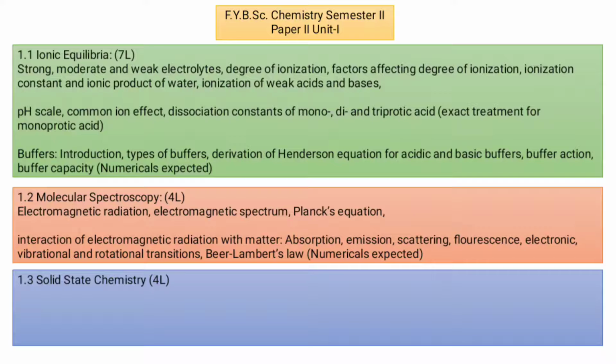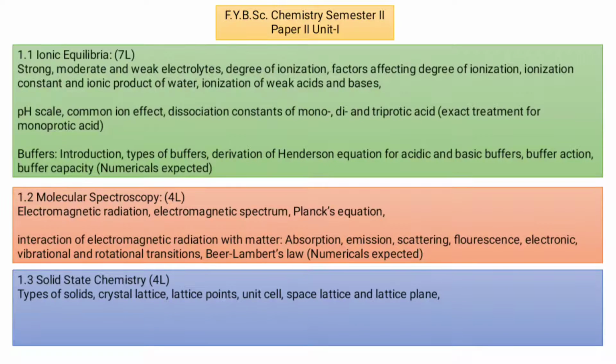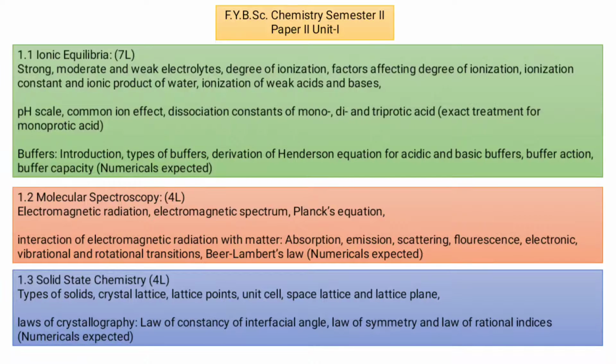Then the third part of this unit 1 of paper 2 is solid state chemistry. In that we have to talk about the types of solids. That part you have already studied in 12th, though we have to revise it here again. Then we will talk about the crystal lattice, lattice points, unit cells, space lattice, and the lattice plane. The next part of solid state chemistry is the laws of crystallography.